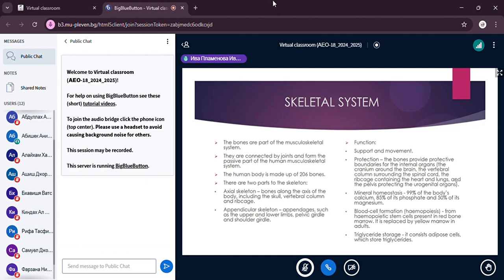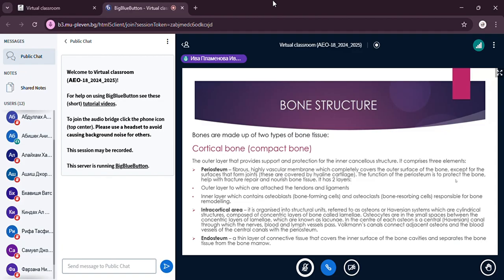What's the function of the skeletal system? Of course, support and movement, the protection of the internal organs, mineral homeostasis, hemopoiesis, and triglyceride storage. We have two types of bone tissue, cortical bone, or another name is compact bone. Of course, the layers are periosteum, intercortical area, and endosteum.